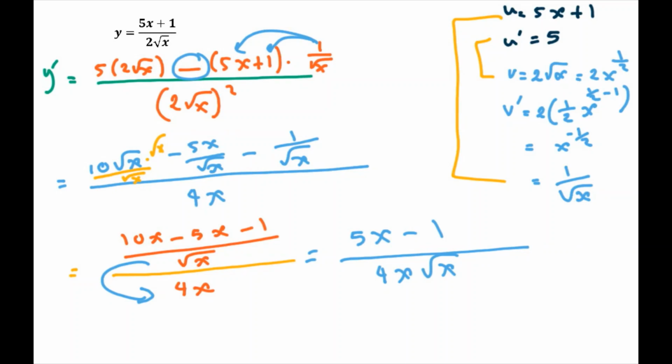x square root of x: x is basically to the power of 1, square root of x is to the power of 1/2, and 1 plus 1/2 is 3 over 2. So it's going to be 5x minus 1 over 4x to the power of 3 over 2.